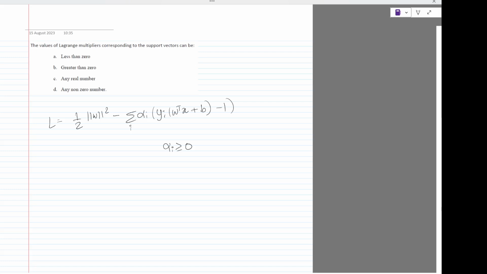So for the support vectors, alpha is all greater than or equal to 0 when you have an inequality constraint, because you have this inequality constraint, right? y_i(w transpose x_i + b) minus 1 should be greater than or equal to 0. So option A is incorrect. And we have been asked the value of alpha corresponding to the support vectors. So let's try to understand what is the role of the support vectors.